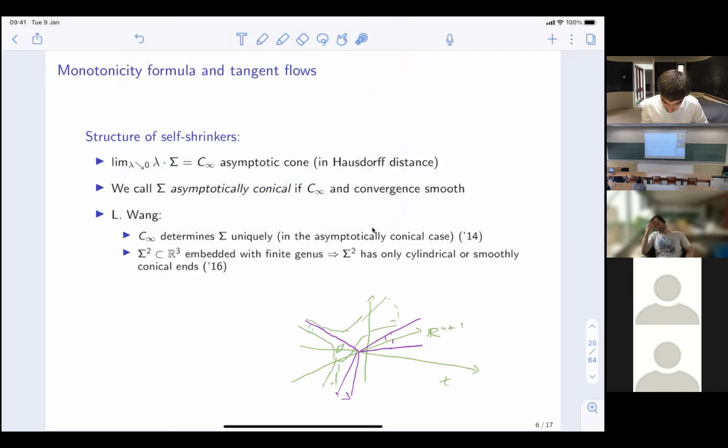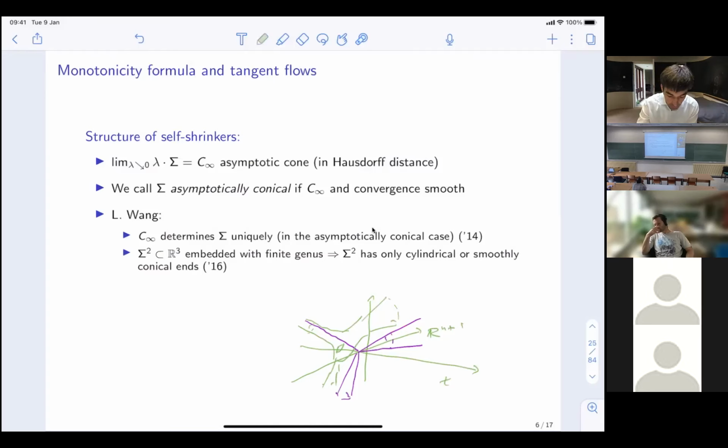Now what you can do here, you can look at this flow and do a tangent flow around that point. So you rescale around that point. But you see, you have here a cone. So what you get as a result is that the tangent flow will split a line. Then you have a two-dimensional self-shrinker which splits a line, so the cross-section has to be a one-dimensional self-shrinking curve. But all the one-dimensional self-shrinking curves are classified.